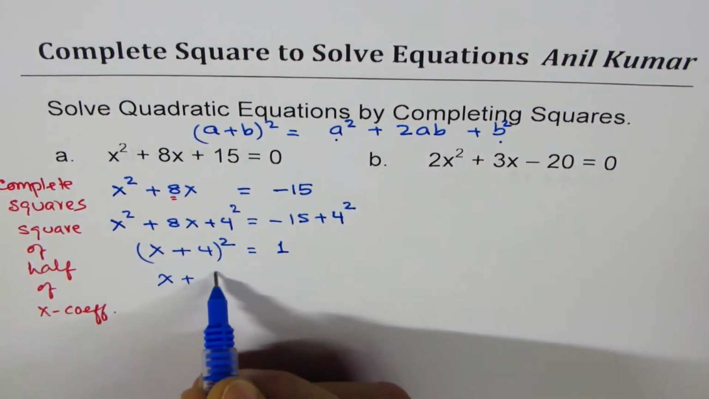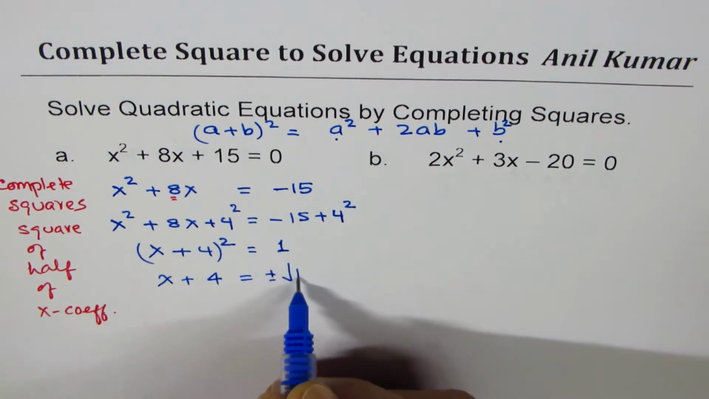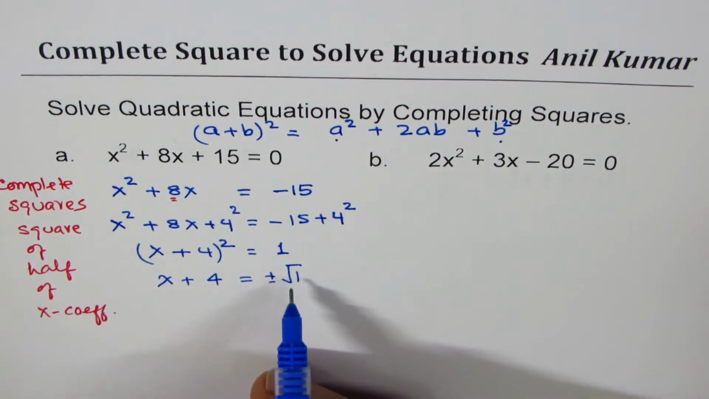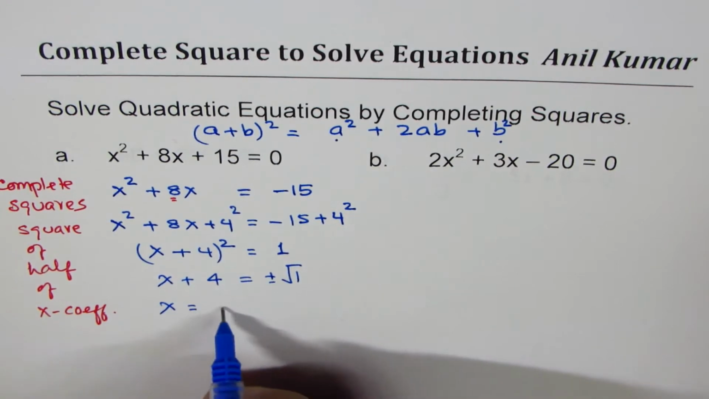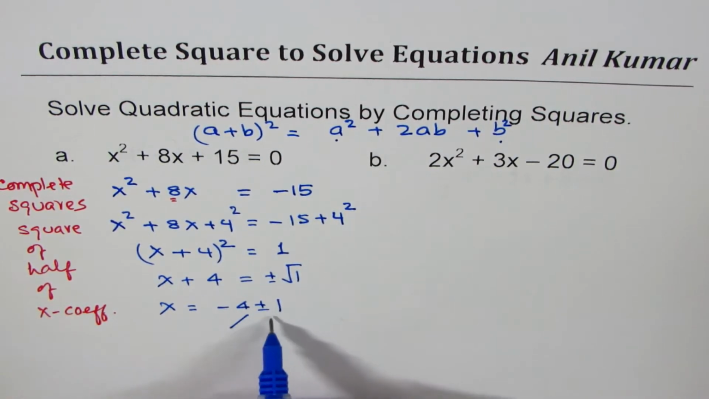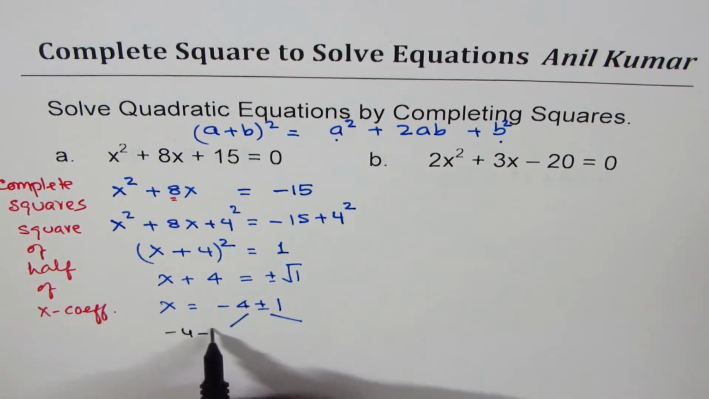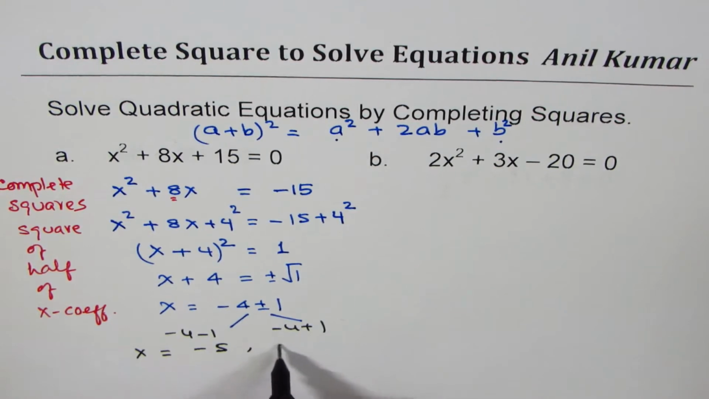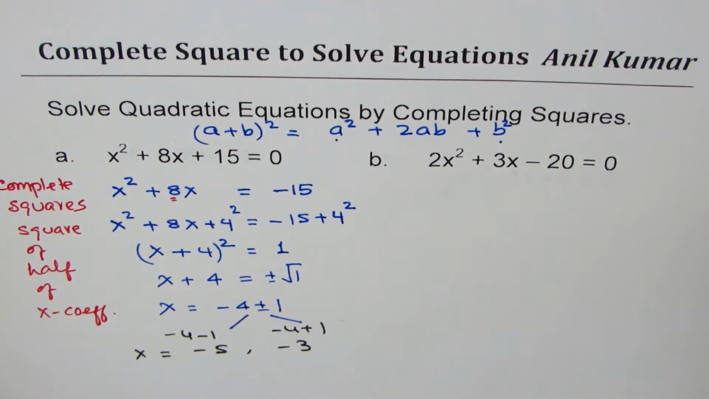So we get x plus 4 equals plus or minus the square root of 1. I have purposely taken very simple values in all my examples. The square root of 1 is 1, right? So we get x equals minus 4 plus or minus 1. So that gives us 2 answers for x. Let me write it like this. One of the answers is minus 4 minus 1. The other one is minus 4 plus 1. So we get x equals minus 5, and the other one is minus 3.